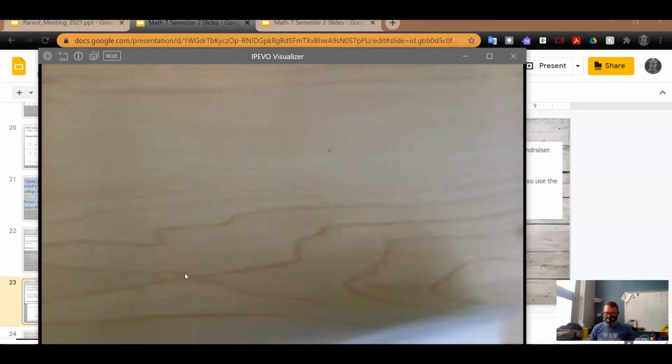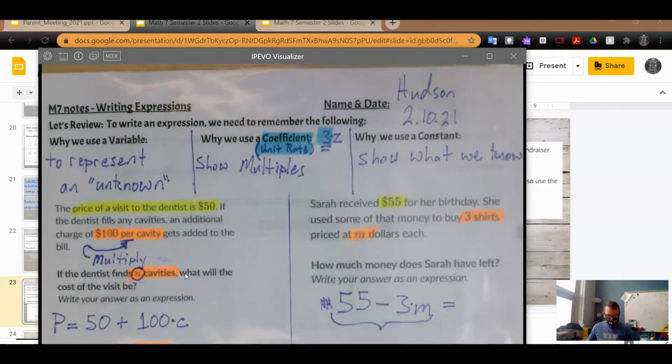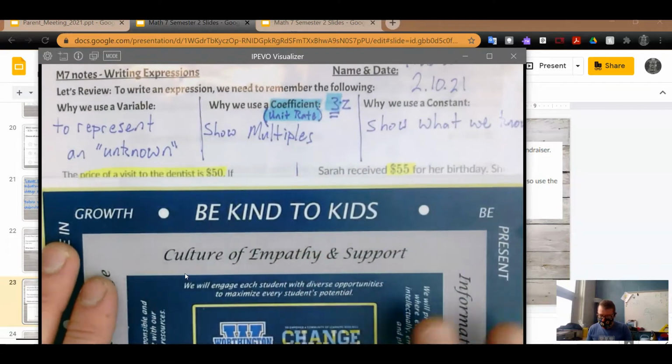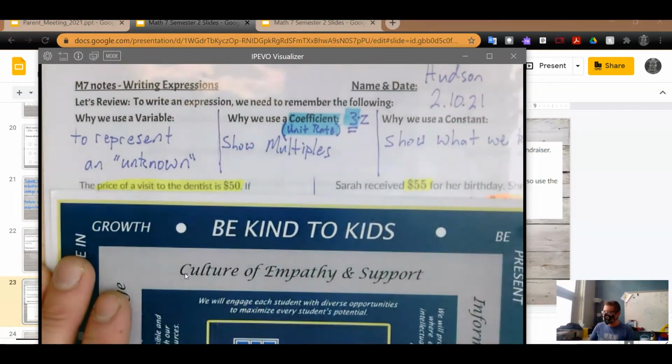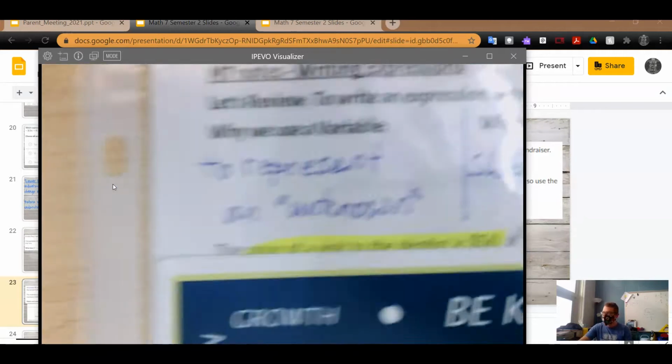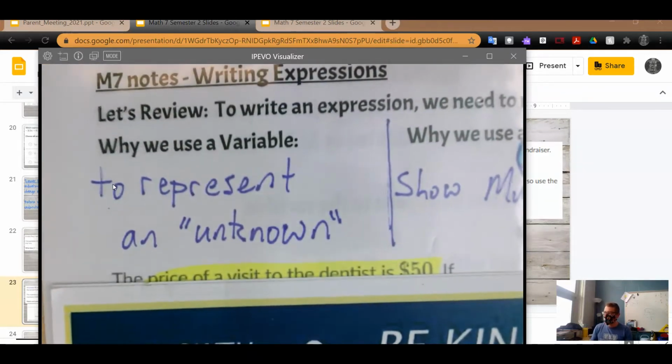But the first stuff we're going to fill in so we don't have to do it tomorrow is we use a variable, as I think most of us would know, to represent an unknown. As soon as you hear the word variable in your brain, you're like, oh, it's an unknown.